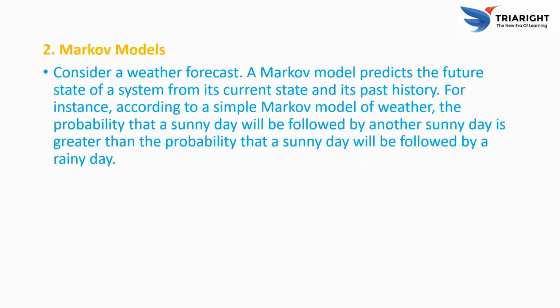So the concept is that a Markov model is used to predict the future state of a system based on the current state and its past history. The example given is weather forecasting, where the probability of a sunny day being followed by another sunny day might be higher than it being followed by a rainy day. The key idea of the Markov property is that the future state depends only on the current state, not on the entire sequence of past events.